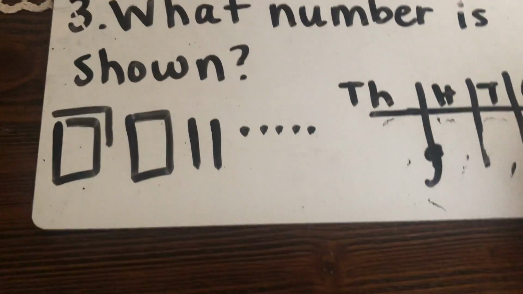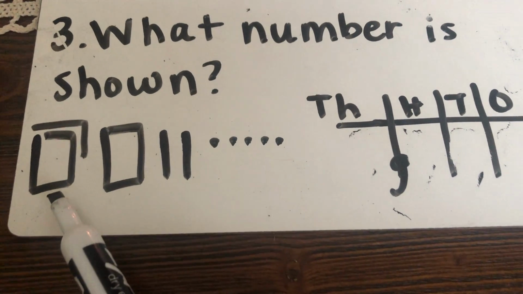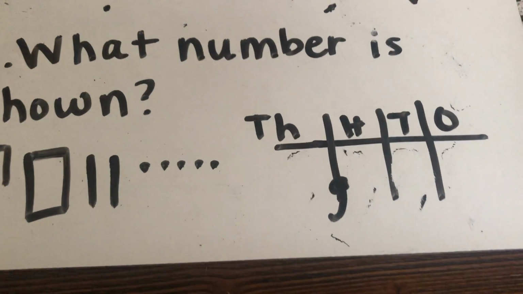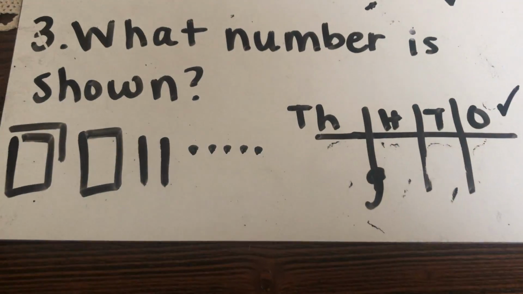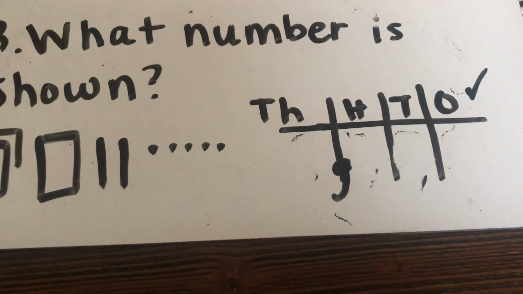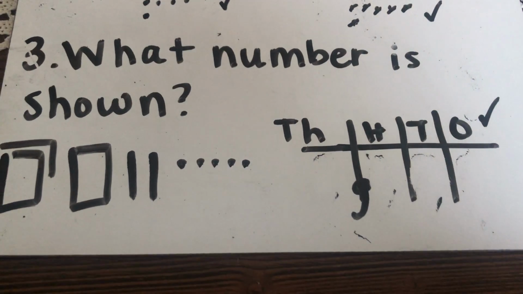All right, and let's move on to number 3. Make sure you have your place value chart, and I do see a thousands block, so make sure that you have a thousands place on your place value chart. If you drew your place value chart, go ahead and give yourself a check for that, and make sure you're using it to plug in all of your places.